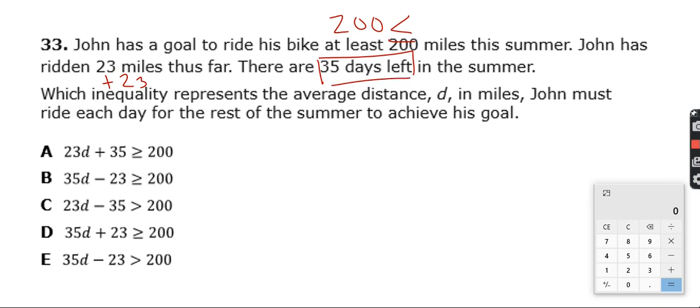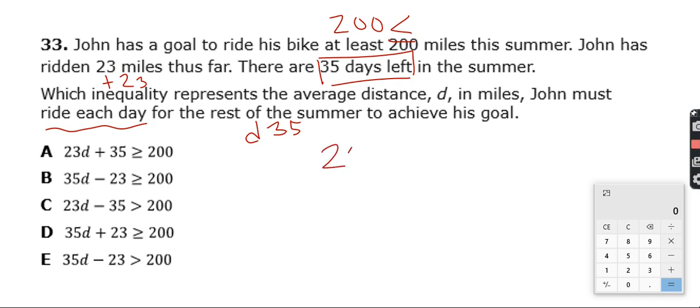Which inequality represents the average distance, d, in miles, John must ride each day? So ride each day. So how many days do we have left of the summer? 35, right? So 35 days, and we want to know how many miles each day. What does each mean? Multiply. Each means multiply. So distance each day. So we're going to multiply the distance by the number of days, 35.